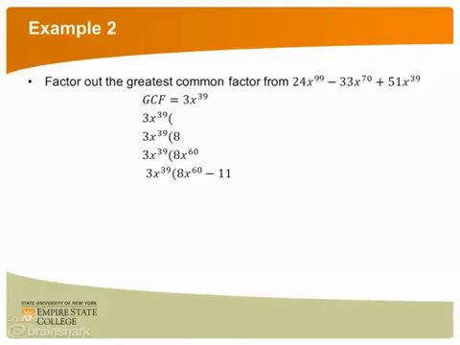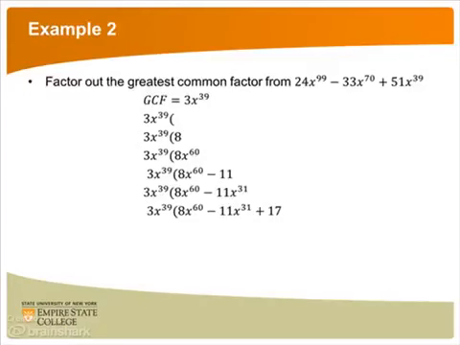3 divides into 33 11 times. It was a minus 33, so we put minus 11. We had x to the 70th power, but after dividing out 39, we are left with 31. On to the last term.